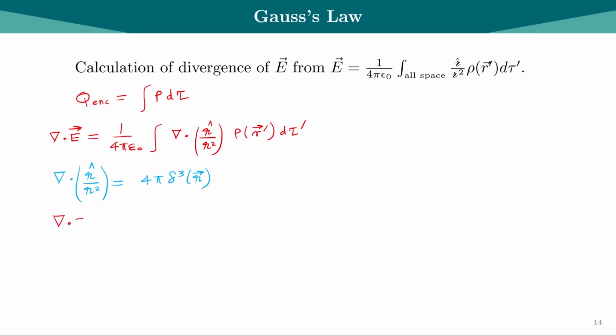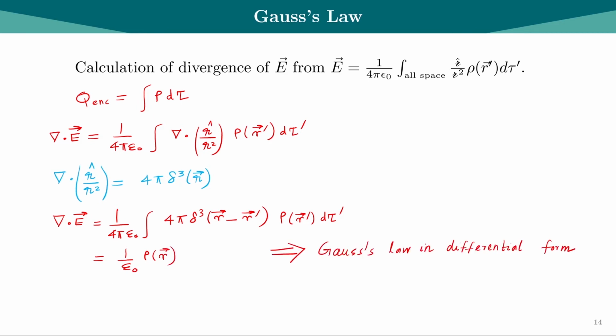Thus, del dot E becomes 1 over 4 pi epsilon 0 times the integral of 4 pi del cubed of vector r minus r prime times rho of r prime d tau prime. And this will be equal to 1 over epsilon 0 times rho of r. And this is Gauss's law in differential form.